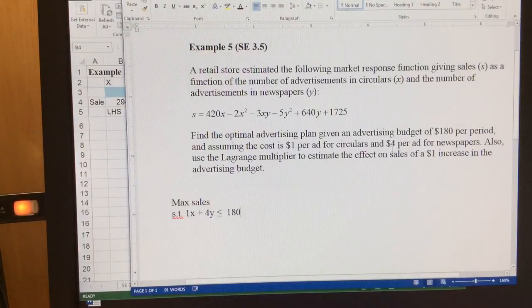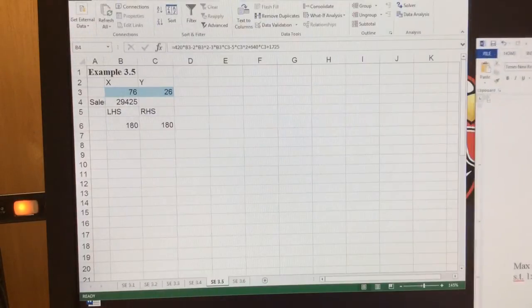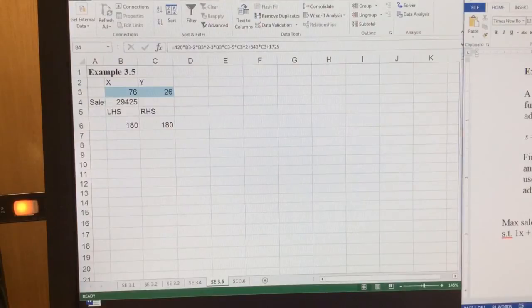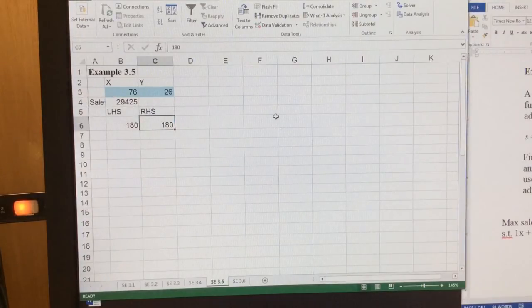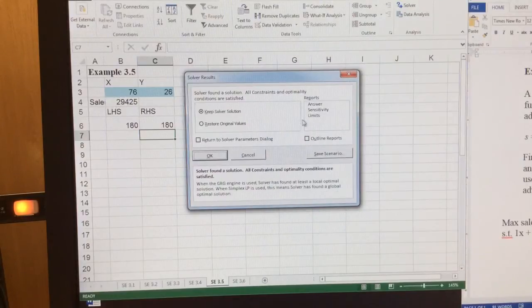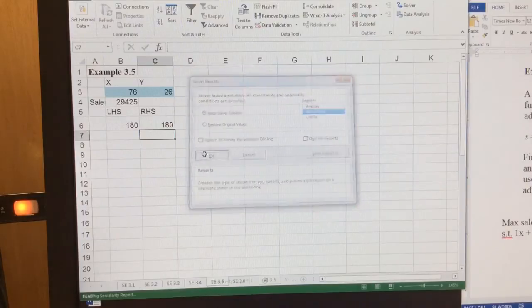The question we want to ask is, use the Lagrange multiplier to estimate the effect on sales of a $1 increase in the advertising budget. What the Lagrange multiplier tells us is the change in our objective function, in this case sales, with a change in our constraint. So if our constraint goes from 180 to 181, we want to know what happens to our sales. Rather than change the right-hand side constraint and run Solver all the way again, let's run Solver, click solve, and on the right, click on Sensitivity Report and click OK.